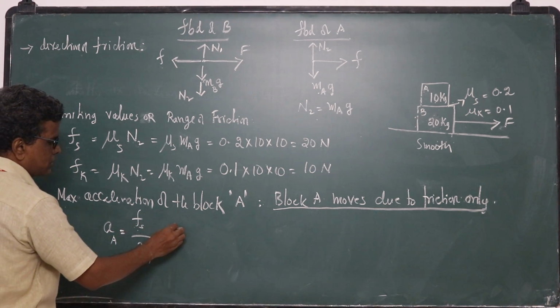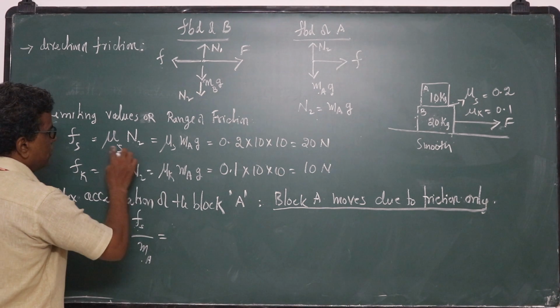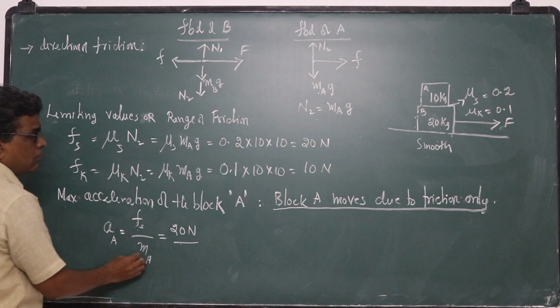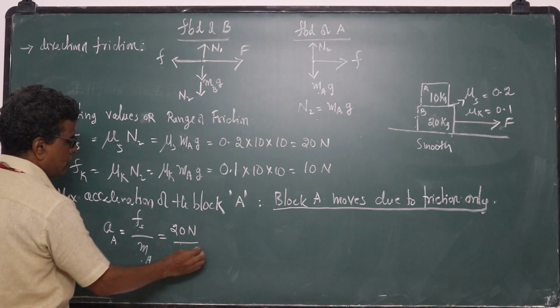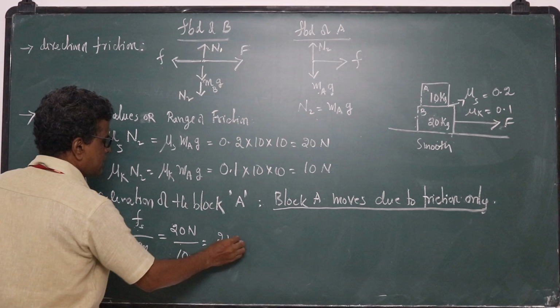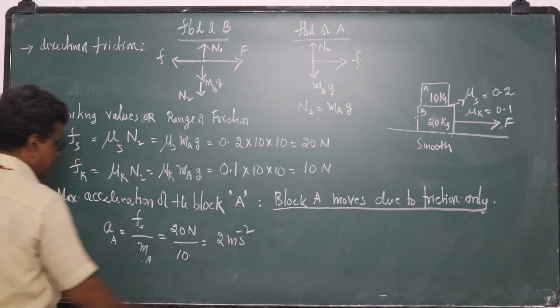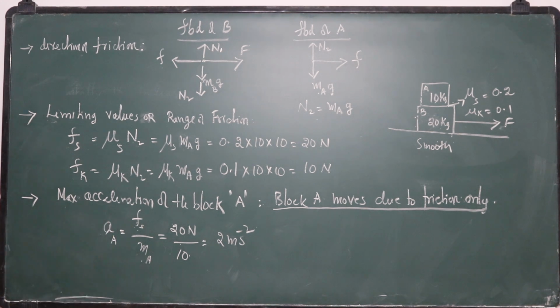So what is the force? Fs is 20 newtons, and the mass of A is 10. So that is 20 by 10, 2 meter second to the power minus 2. So this is the maximum acceleration, a_m. Acceleration of A maximum is 2 meter second to the power minus 2.